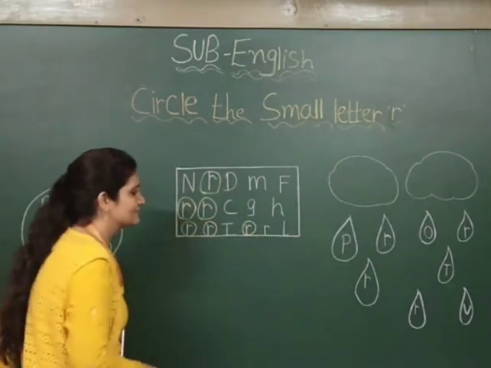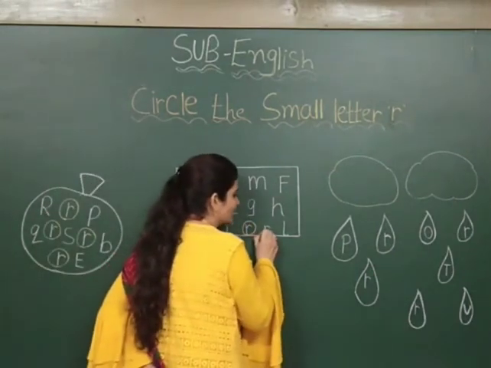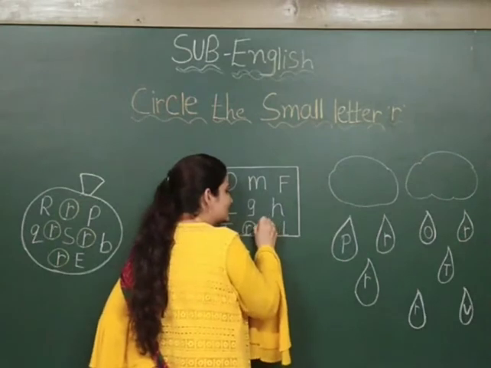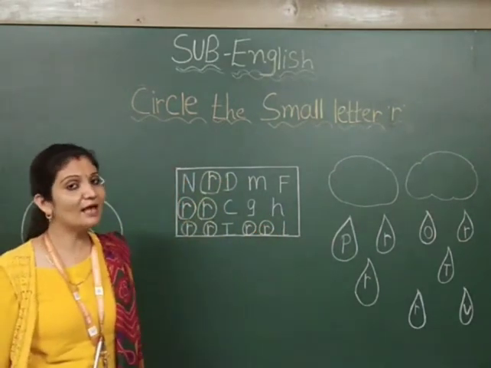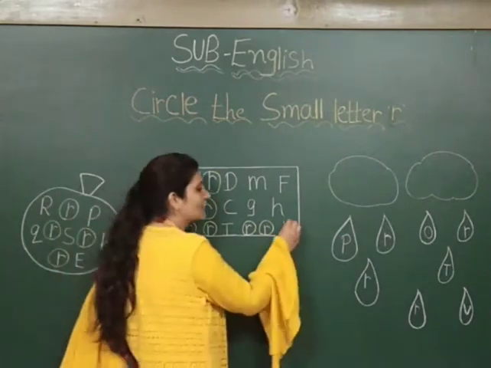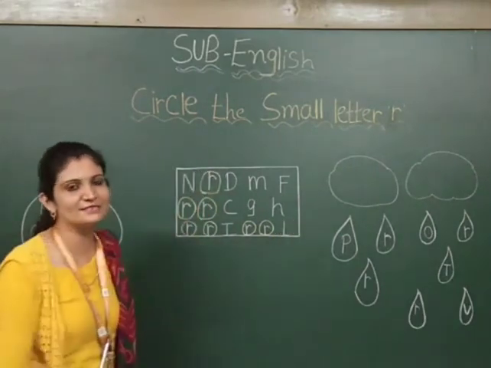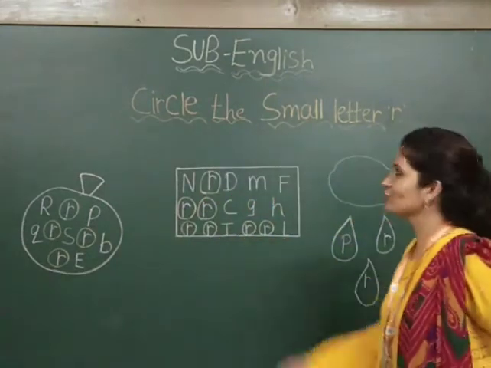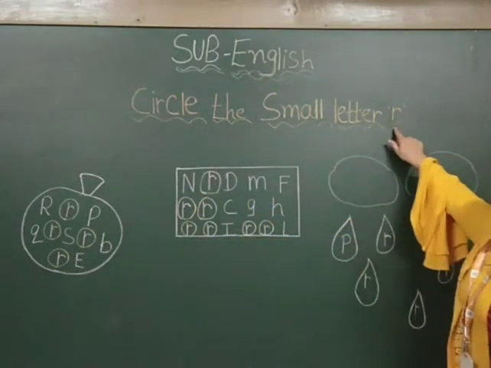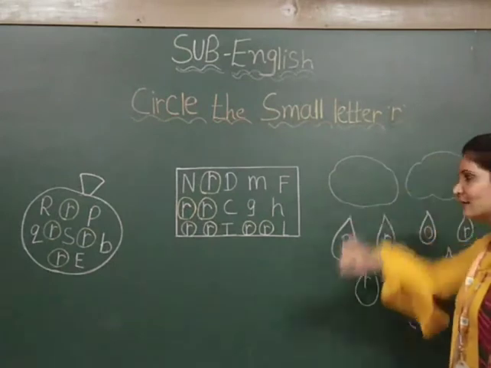Yes. This is also small letter R. We have to circle it. And this is capital L. Do we have to circle it? No, because this letter is not a small letter R. We have to circle only small letter R.